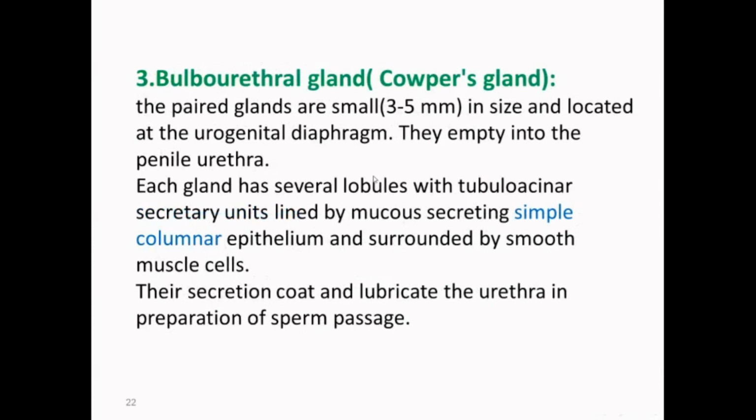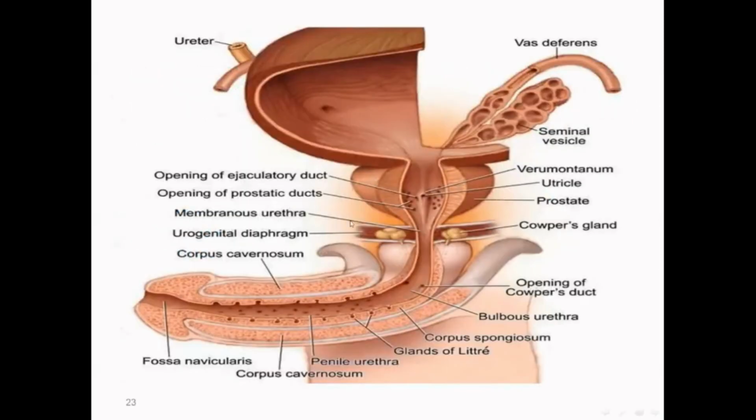The last part of the glands, the bulbourethral glands. The seminal vesicle opens into the ejaculatory duct and then into the prostatic urethra in the center of the prostate. And then here, again, the first part is the prostatic urethra, then the membranous urethra, and then the penile urethra.